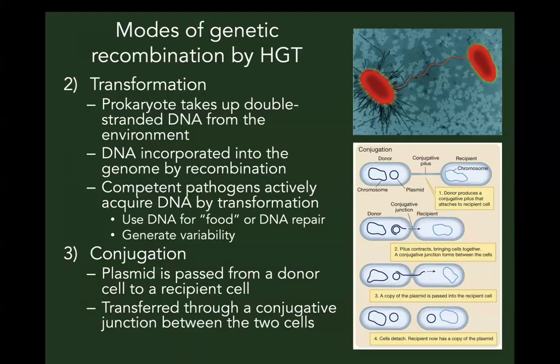All right, the third kind of genetic recombination by horizontal gene transfer is conjugation. And so this is when two bacterium line up, they form this conjugative pilus, and they exchange genetic material. Sometimes it's like a plasmid that goes through the pilus. Sometimes it's part of the main chromosome that goes through the pilus. All these things are possible.